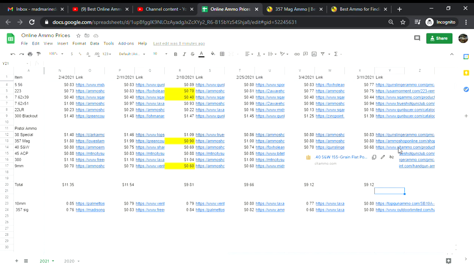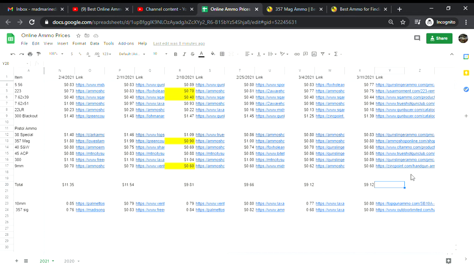40 Smith & Wesson is at 68 cents a shot. I paid 50 cents a shot at Academy, I think, out the door or close to that. Maybe it was 50 cents a shot plus tax. 45 ACP, 85 cents a shot, down one penny. You know, hey, could be worse.